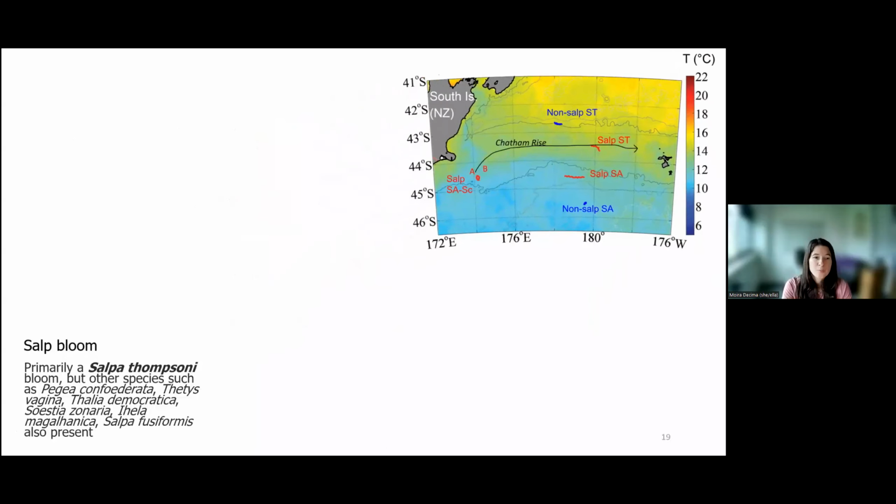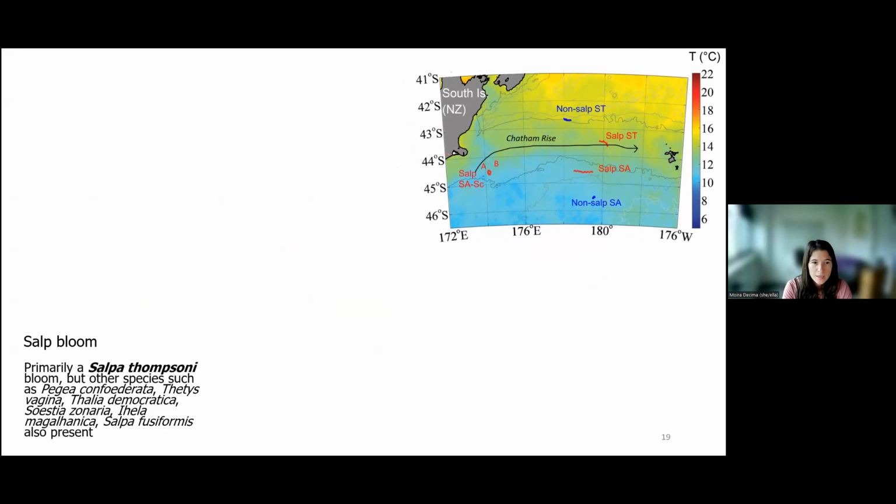So the Salp bloom was primarily made up of Salpa thompsoni, but we did find other species such as Pegea confoederata and Tethys vagina and Thalia democratica, as well as Ihlea magalhanica and Salpa fusiformis. And those species really depended on if we were in subtropical or subantarctic waters, we had somewhat different species composition.